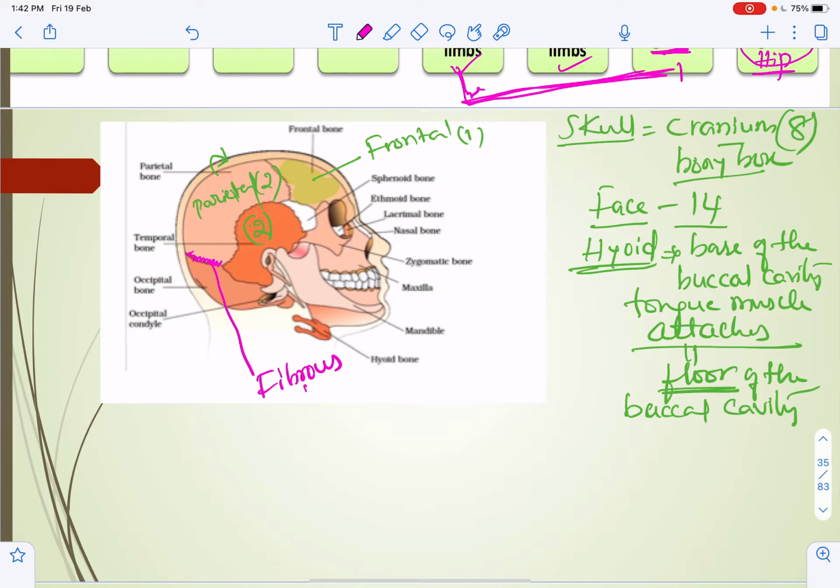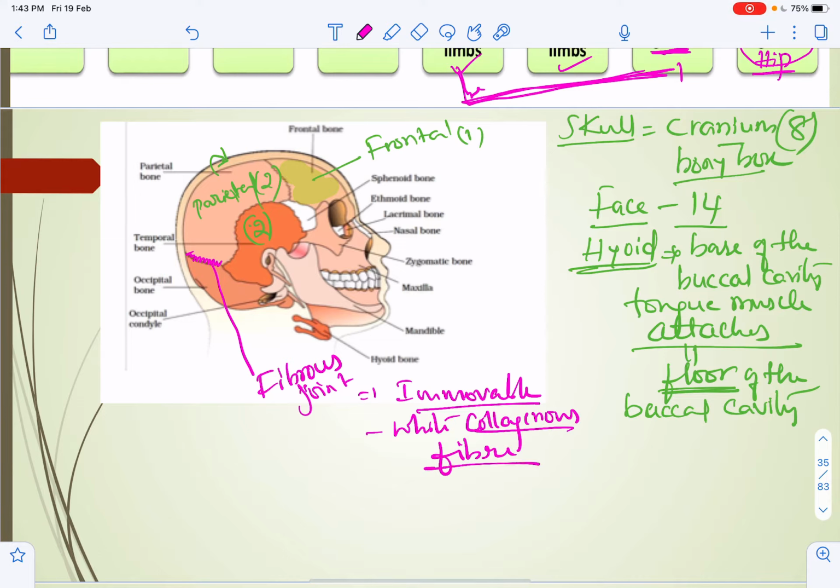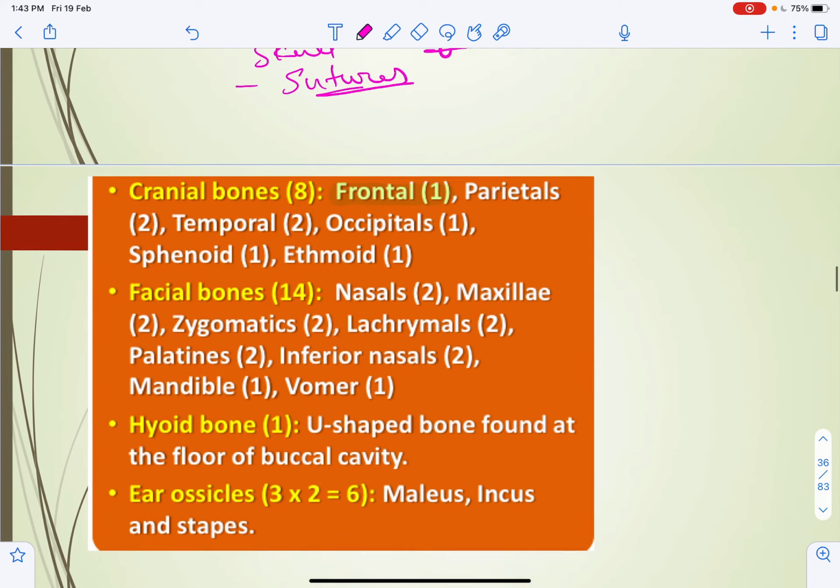These sutures generally form fibrous joints which are immovable, they cannot move. They are made up mainly of white collagenous fibers, and there are no cartilaginous fibers there, hence they do not help in movement. It is completely immovable, that is the fibrous joint seen in the skull that forms sutures.